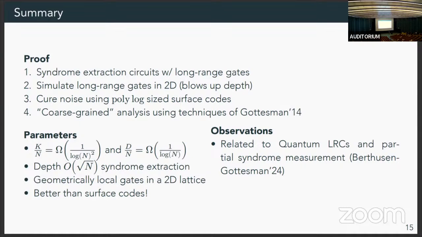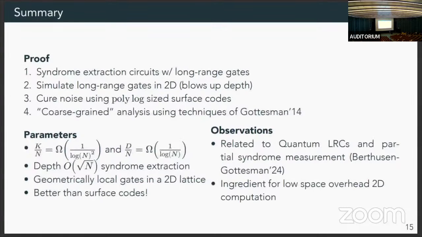In our case, our code is not LDPC. It has some constant weight checks, and then it has some log size checks whenever we concatenate. And these log size checks we're not doing as frequently. These constant weight checks we're measuring all the time. So this is also related to the partial syndrome measurement of Bertus and Kemp.